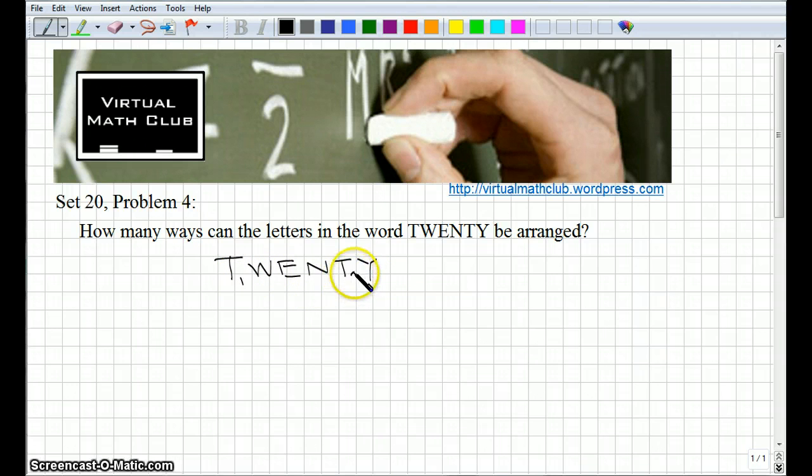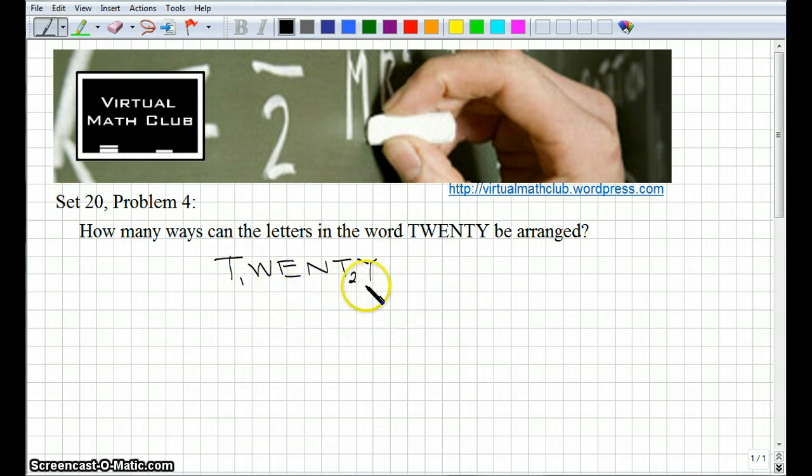But my hint to you would be to pretend like those 2 T's are distinguishable first, okay? And if they were distinguishable, you could probably figure out how many ways to arrange those letters. And then think about how much you overcounted by assuming that these T's were distinguishable. I don't know if that makes much sense. If you haven't done these problems before, it might not make much sense. But let's take a look at that.